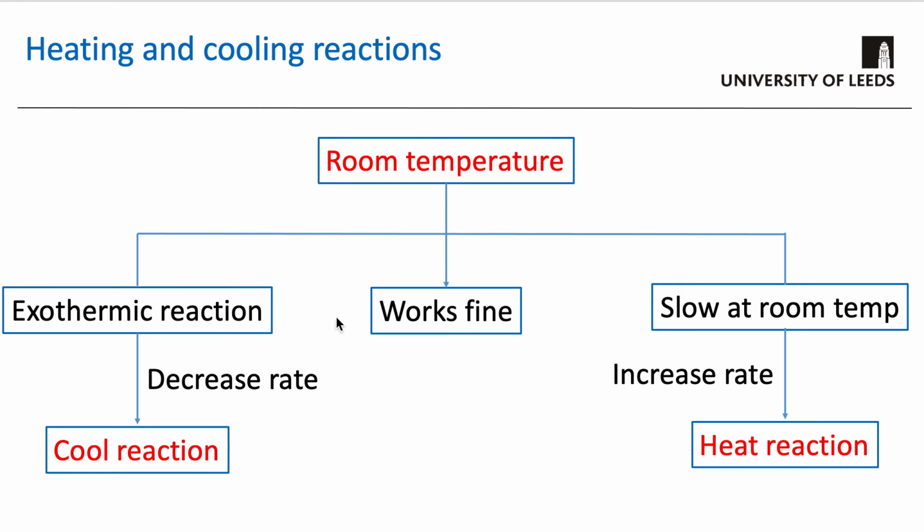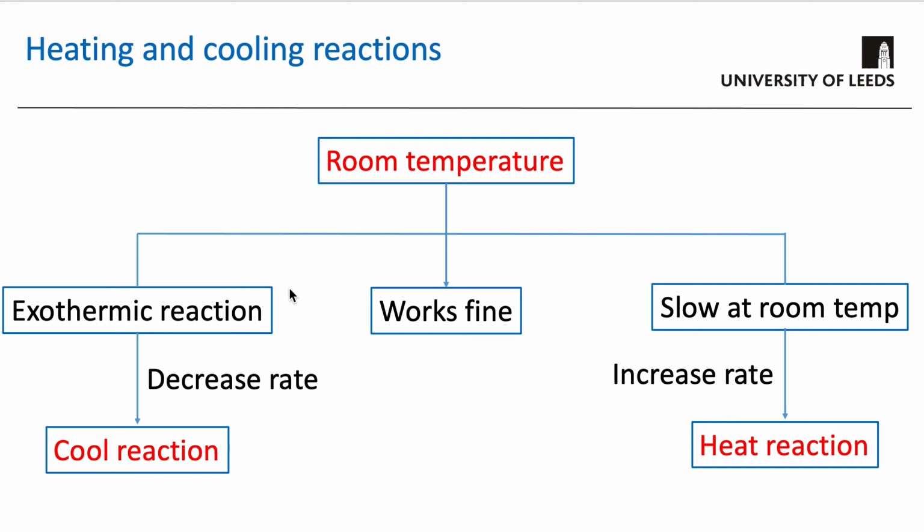Sometimes, though, we cool reactions down, and the reason why we cool reactions down is because the reactions at room temperature are much too vigorous. They're usually exothermic, so they start generating their own heat, and as they generate their own heat, they get faster and faster, and sometimes you get a runaway reaction, a reaction that's out of control, and that can obviously be quite dangerous.